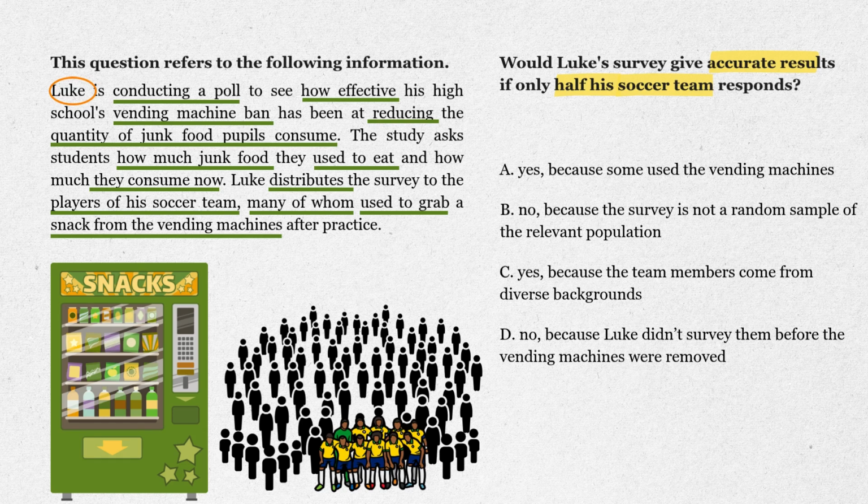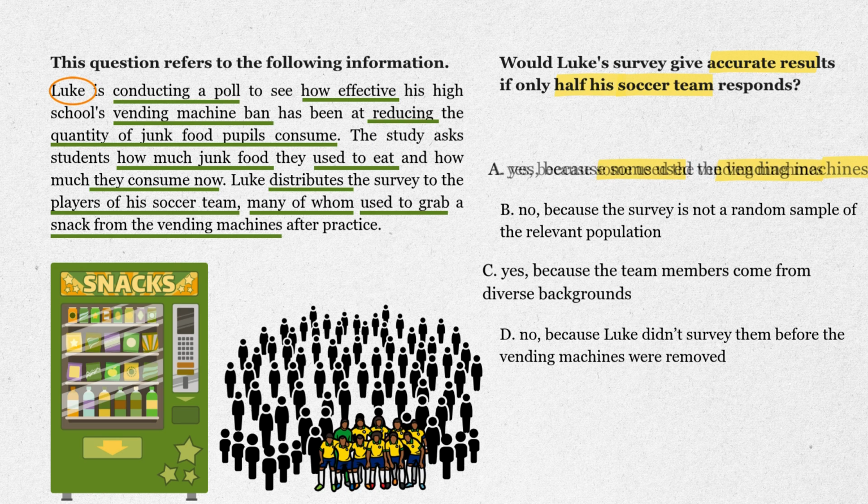Now examine the options. A. Yes, because some use the vending machines. This is wrong because prior vending machine use doesn't make a biased, non-random sample representative. Who you survey matters more than whether some happen to use the machines.